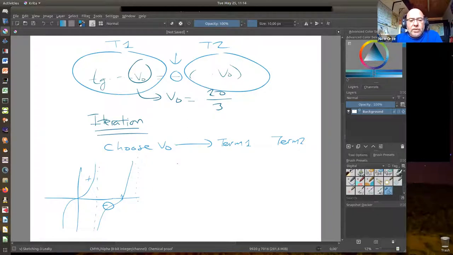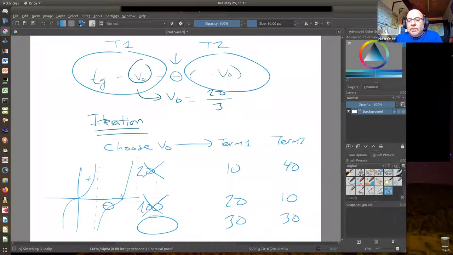So basically you will choose V naught, say 20, and then you will see that term one is 10 and term two is 40. So obviously 20 is not the case, right? So you will use 100 and you have whatever, 20 here and 10 here, right? So again, 100 is not the case. So you keep choosing the values until you reach a number where term one is 30 and term two is 30, or whatever, 30.2 and 30.2. So this is the value that you need to determine, right?